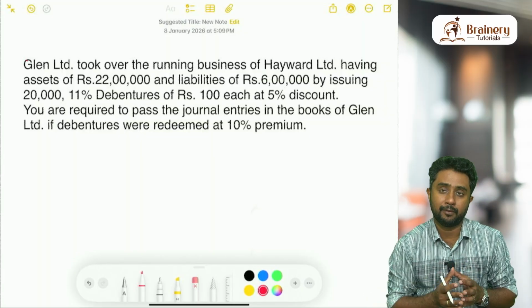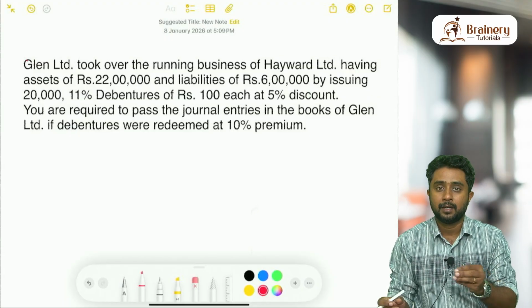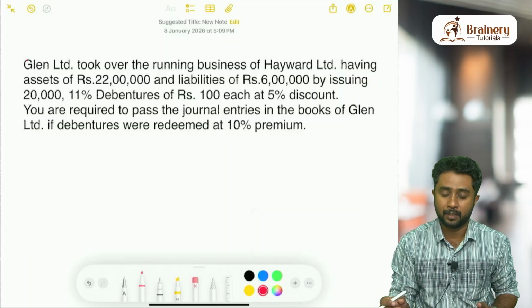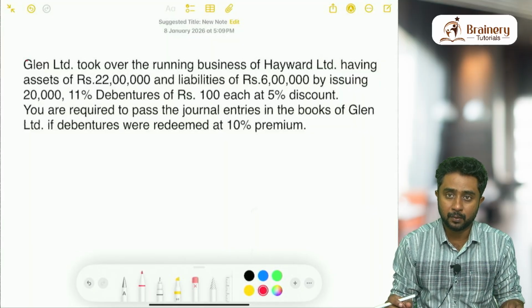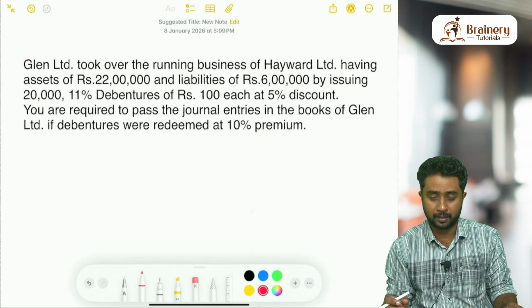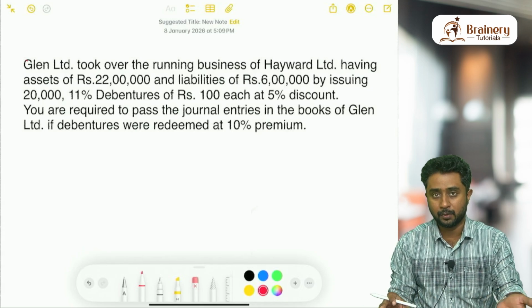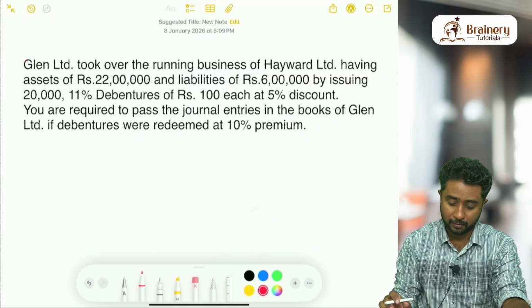So you know the entry for acquiring the business, which is assets account debit, to liabilities account, to vendor. Vendor means from whom we have acquired the business, and you also have to mention the goodwill or the capital reserve involved here. For goodwill or capital reserve, we need to find out one thing, and there are two ways we can find it. So let us pass the entry for that first.